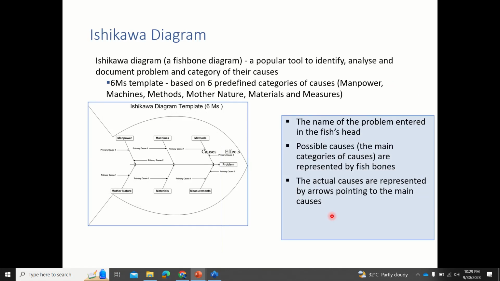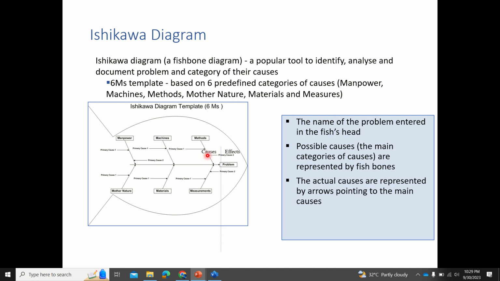And then comes the Ishikawa diagram. Why we require this Ishikawa diagram is that it could be done in different ways. And for our course, we basically use this 6M template. Ishikawa diagram is also called a fishbone diagram, and Ishikawa is the person who found this diagram. It's called a fishbone diagram because it looks like a fish. And this is one of the most common tools which is actually used for problem analysis.